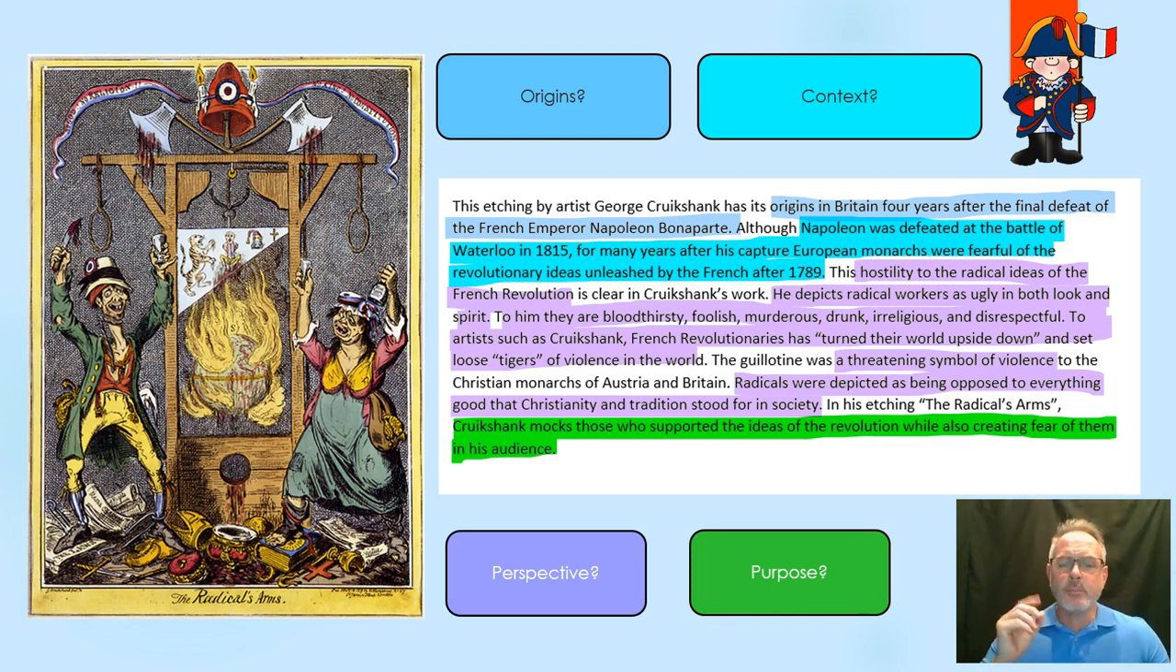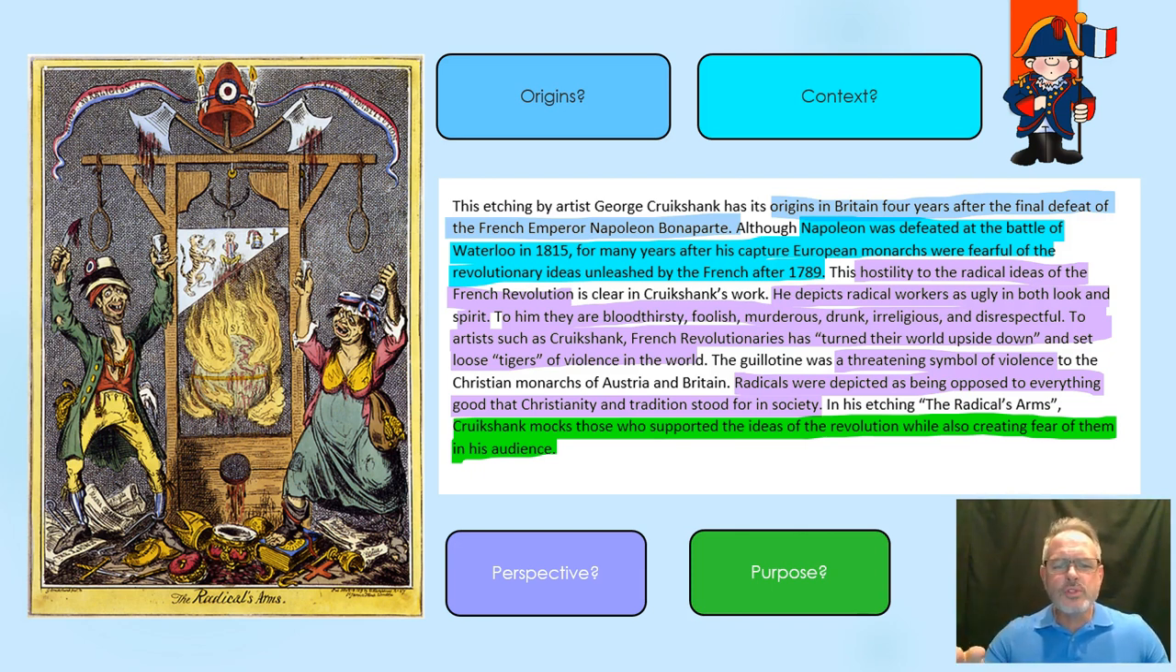To Cruikshank, they're bloodthirsty, foolish, the fool's cap. They're murderous, the blood on the knives and so on. They're drunks, like the woman. Irreligious, think of the captions and the fact that they're standing on Bibles and there's bishops' mitres on the ground and crooks and crosses and chalices. They're irreligious and they're disrespectful to everything holy and right. There's crowns on the ground. They're trampling over documents and learning.